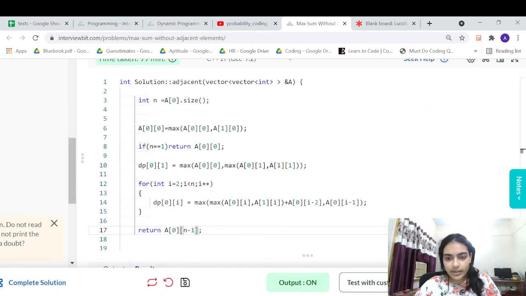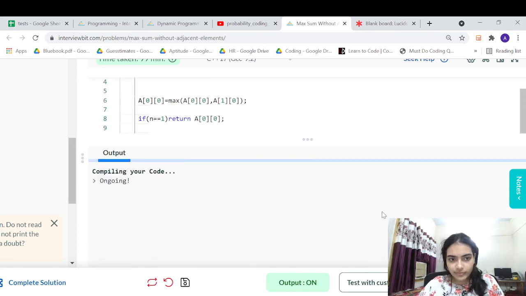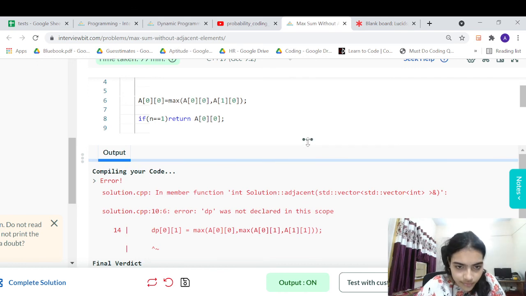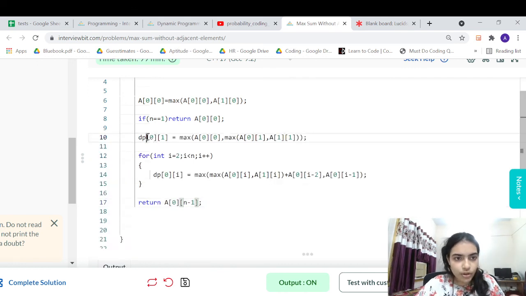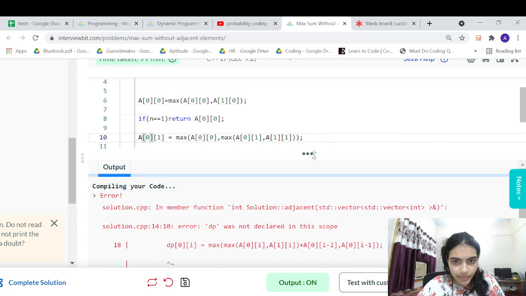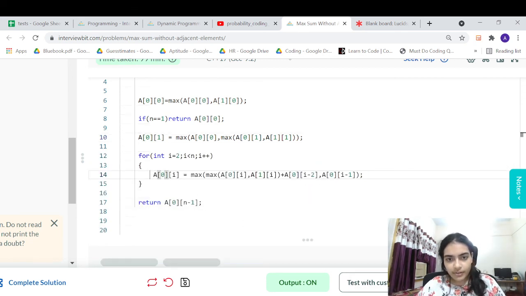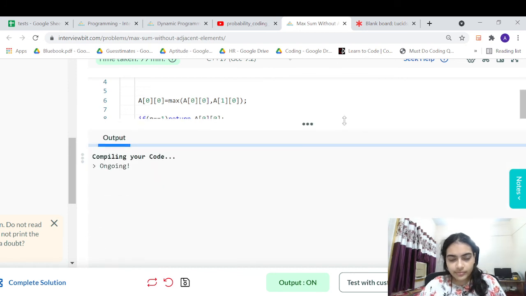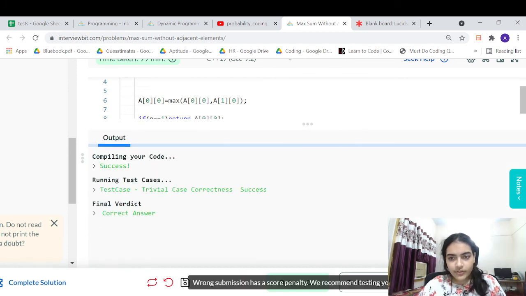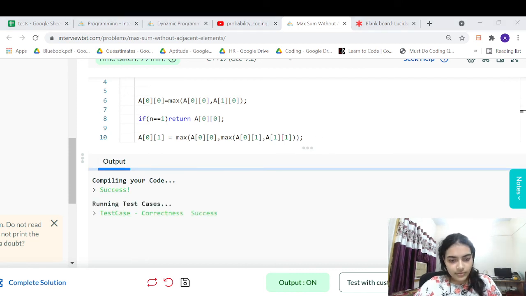Let me test and see whether it's working. dp was not declared in the scope, so this should also be a. Let me see now if it's working. dp was not declared in the scope, so again I have given dp here. Now it should be fine, hopefully. So it's fine, and we can submit and see whether it's working. So it's fine. That's it.